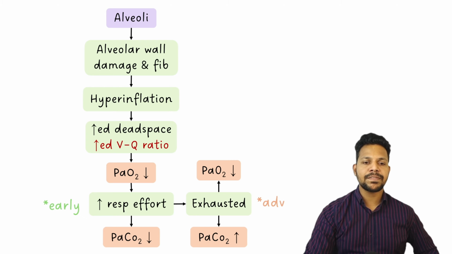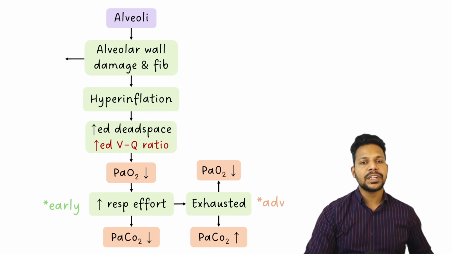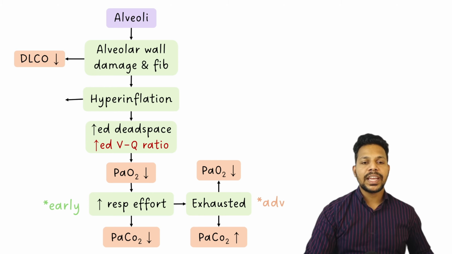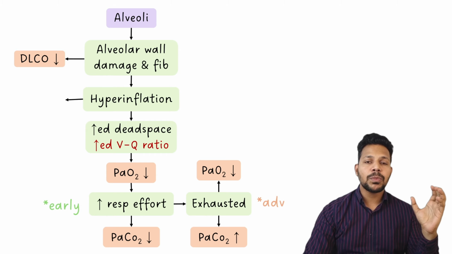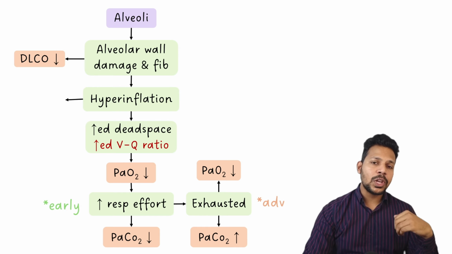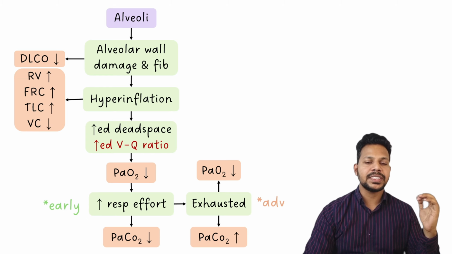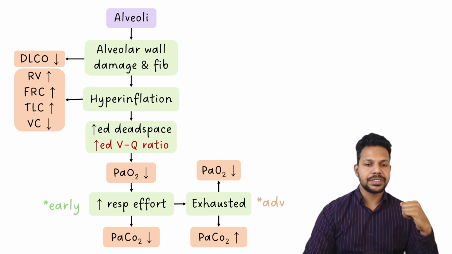Now, because of this hyperinflation, because of this alveolar wall damage and fibrosis, the exchange of gases is reduced, but that is visible in the form of an investigation called diffusion lung capacity for carbon monoxide. That is reduced. And because of hyperinflation, what do you think will happen to the lung volumes? The lung volumes, like residual volume, is increased. The dead space is increased, which is visible in the form of increased residual volume. The capacities which incorporate residual volume are also increased. So the functional residual capacity and total lung capacity are increased and the vital capacity is reduced.